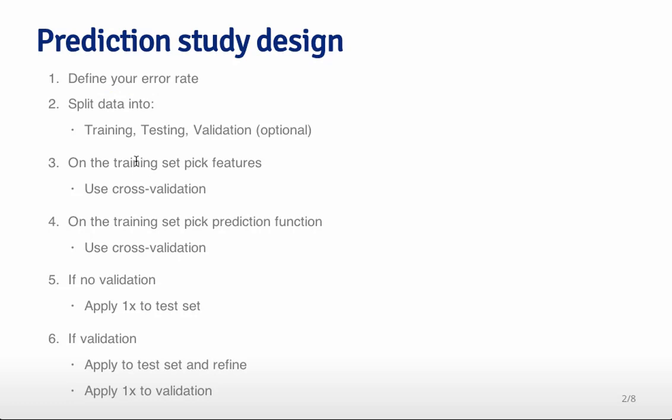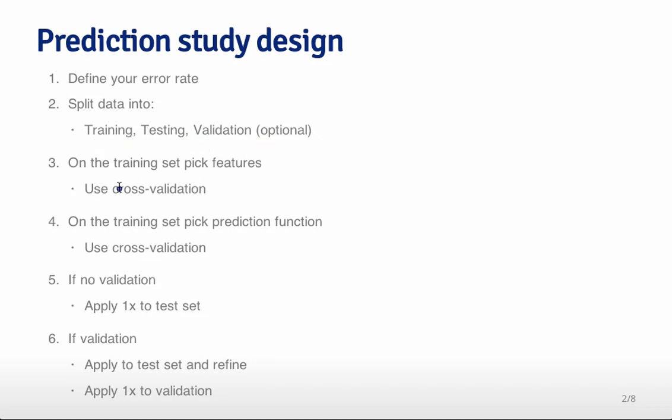Then you need to split your data, the data that you're going to be using to build and validate your model, into three components. Well, two components and one optional component. So there's a training set that must be created in order to build your model, a testing set to evaluate your model, and optionally a validation set as well, which is also going to be used to validate your model.